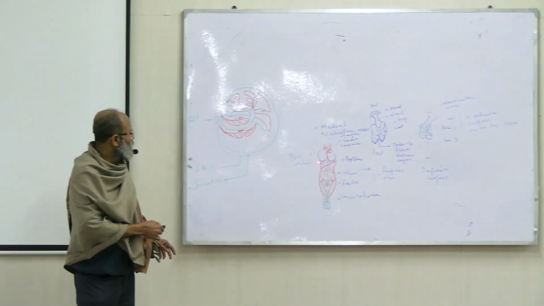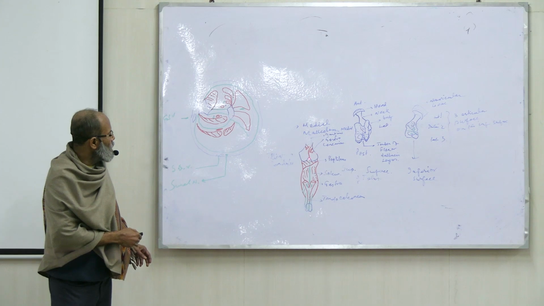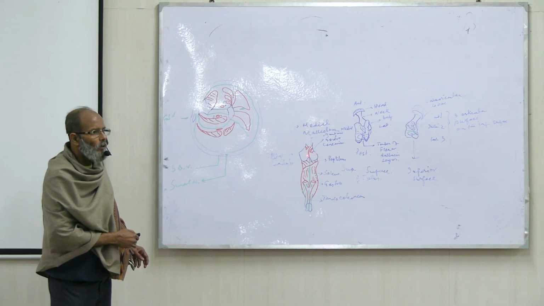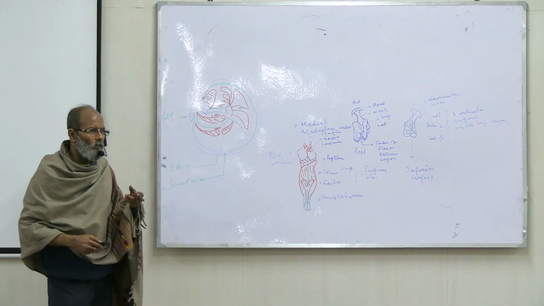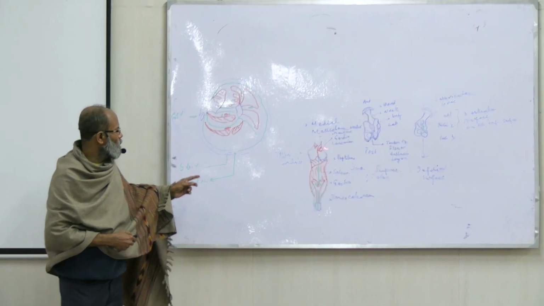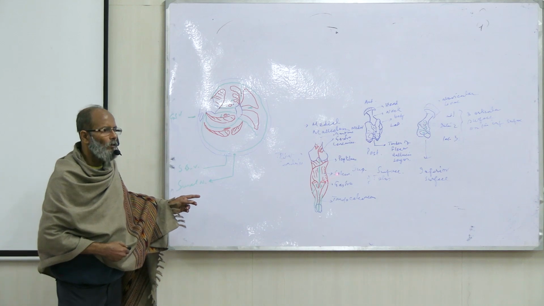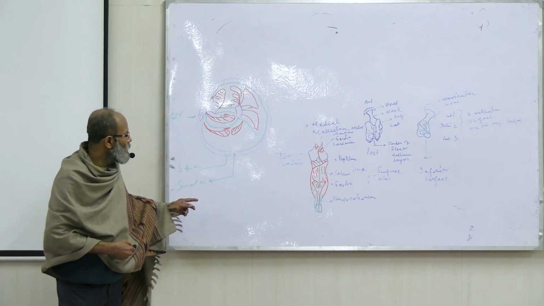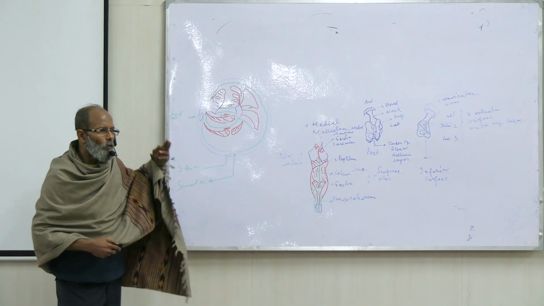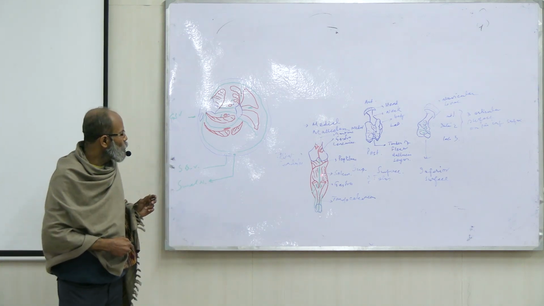As you see, this is the medial condyle, this is the lateral condyle of the femur, right? And here it is the gastrocnemius muscle which is cut, and the lower part of the gastrocnemius which is also cut, right? Deep to it we see the soleus muscle.